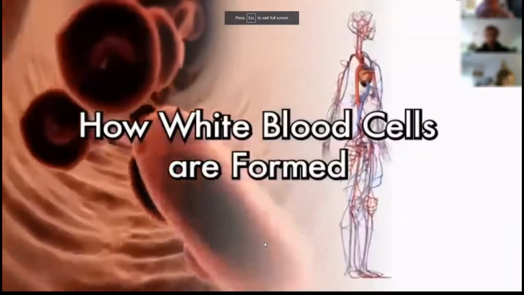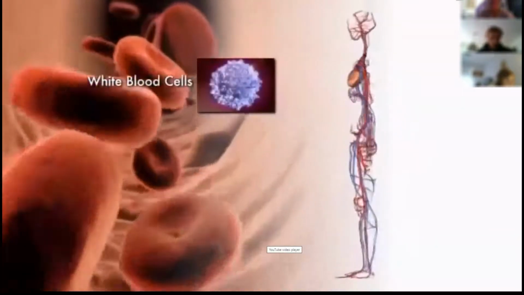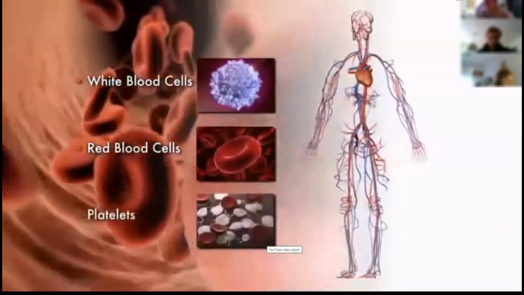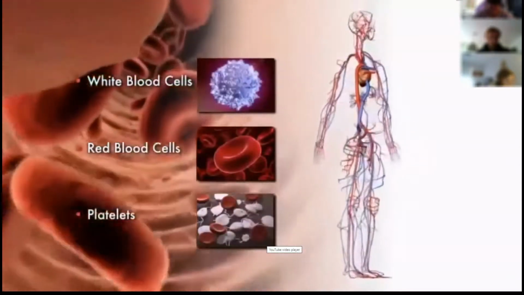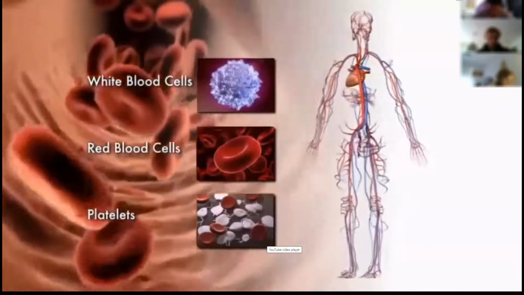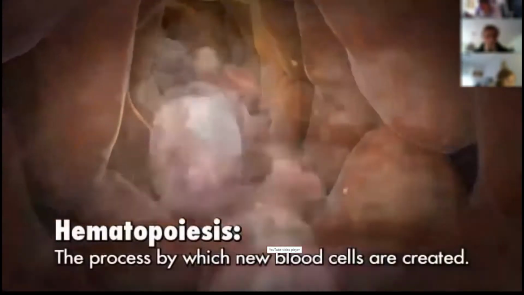Our body is constantly making new blood cells. Billions of white blood cells, red blood cells, and platelets are produced every day to replace older cells that die, either during normal processes or because of illness. This process by which new blood cells are created is called hematopoiesis.